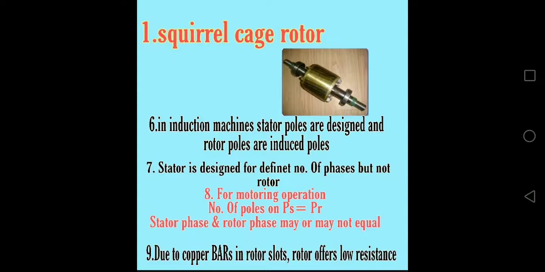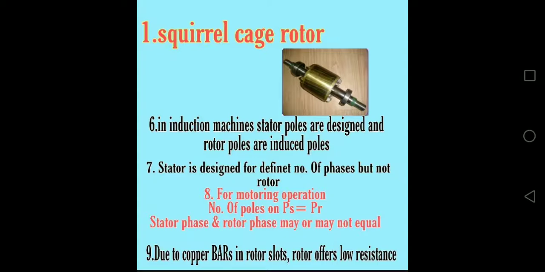If stator phases are 3 and rotor phases are 4, then also the machine will run, but a small vibration will be there in the machine. But if stator poles are 4 and rotor poles are 2, then the machine will not run. Stator poles will be 4 and rotor poles also 4, or stator 6 and rotor 6, the same number will be there. And for phases, stator 3 phase and rotor 6 phases, then also the machine will run. It is clear that stator and rotor phases may or may not be equal, but poles must be equal.